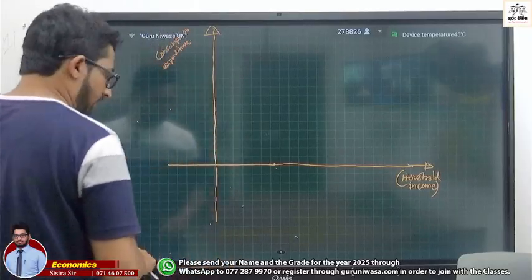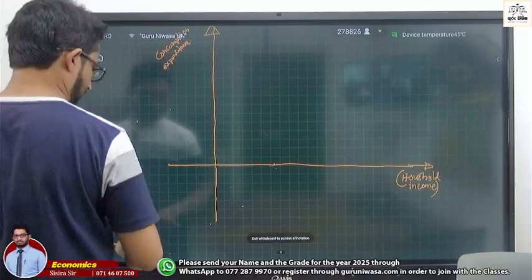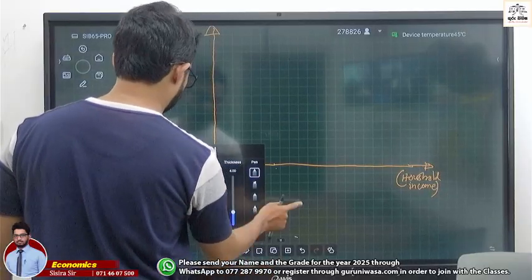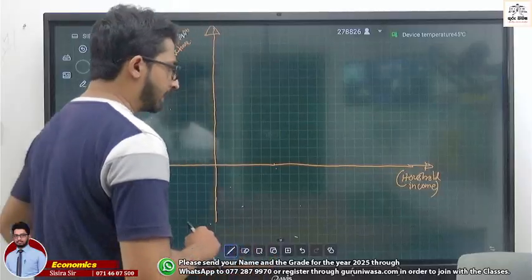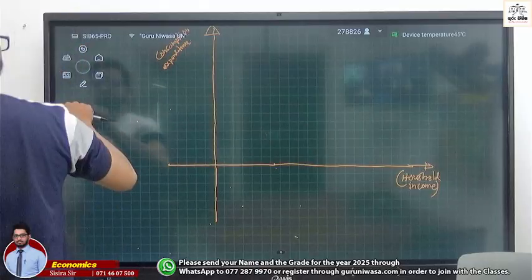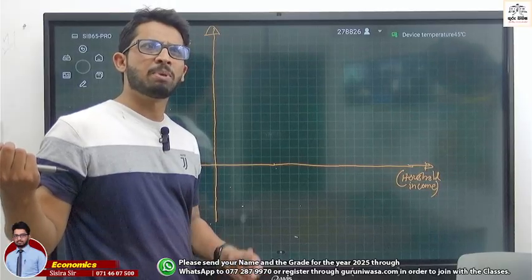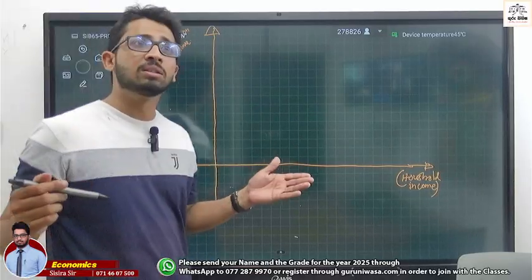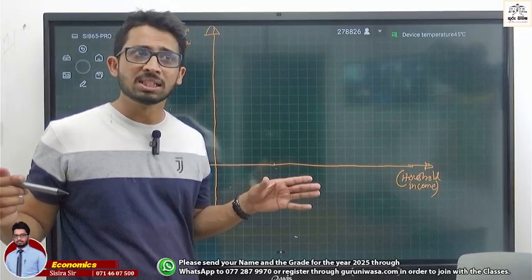How do we mark this data? Consumption expenditure and household income. Household income, lamai, how does it change? By 25,000, isn't it? 25,000. Yes, sir. Yes.